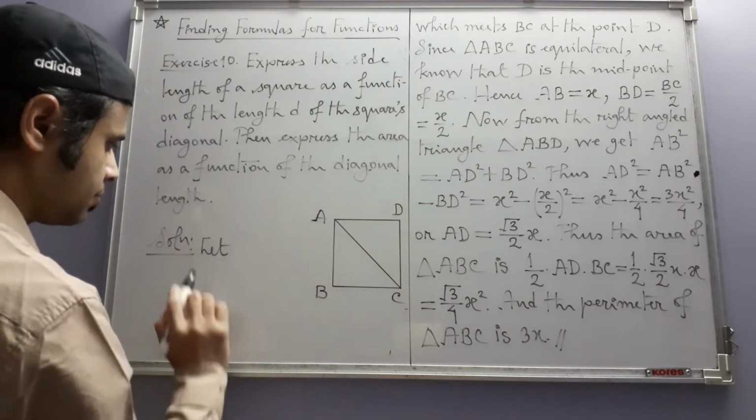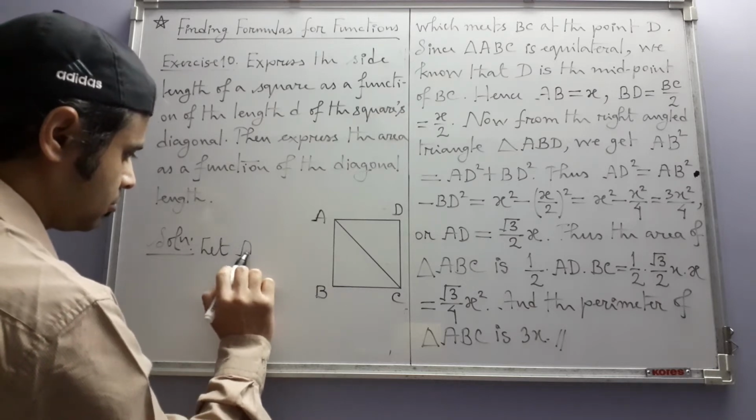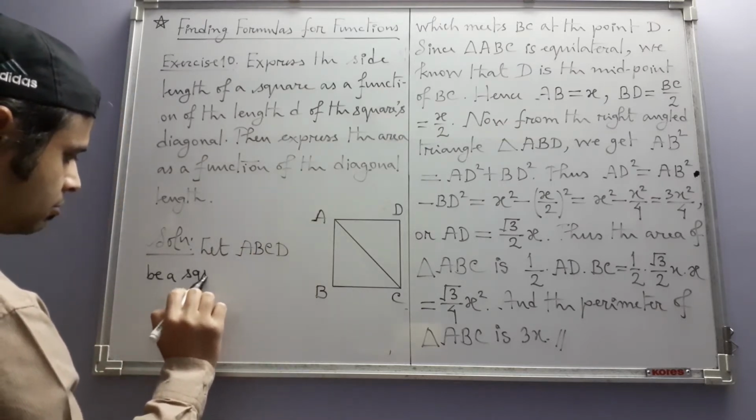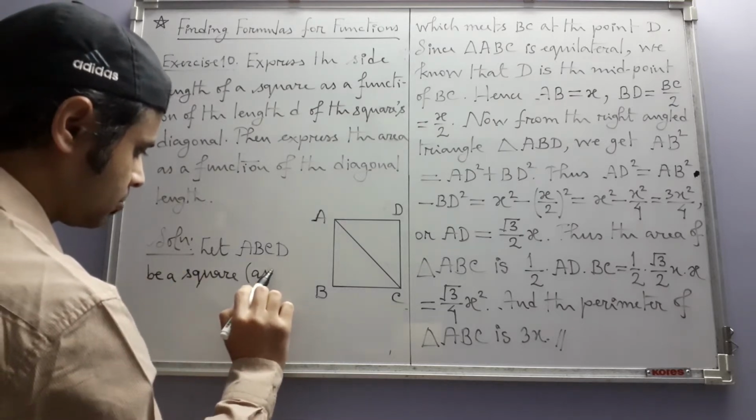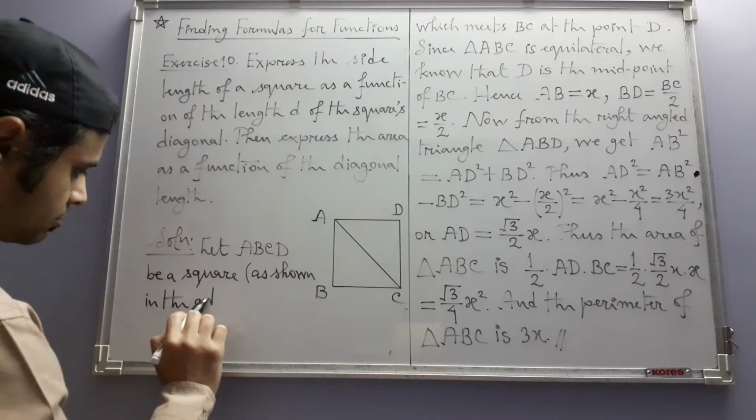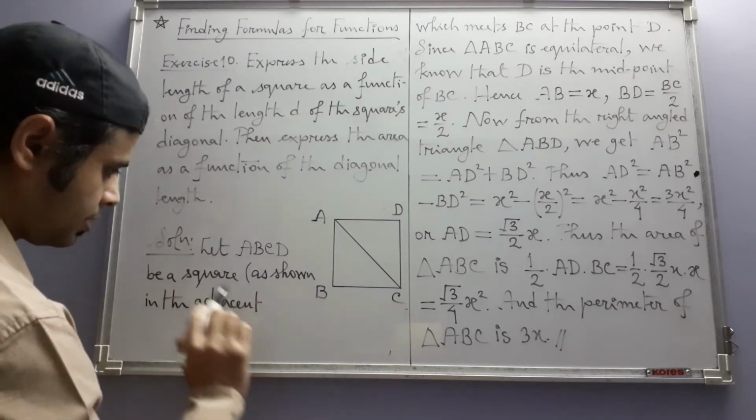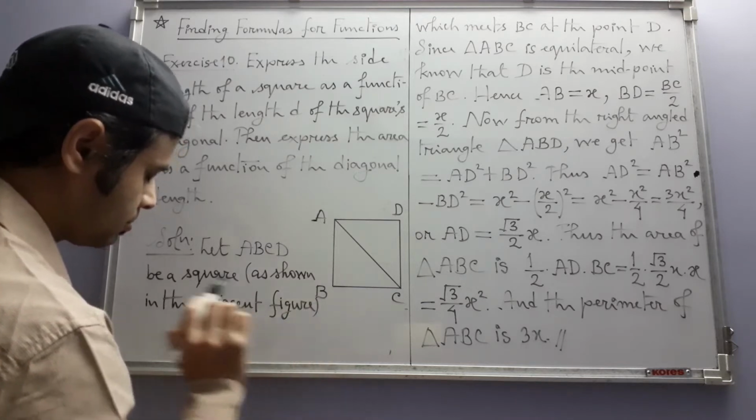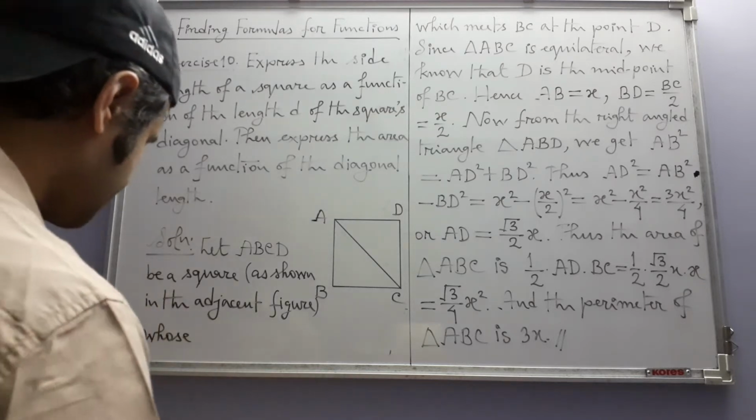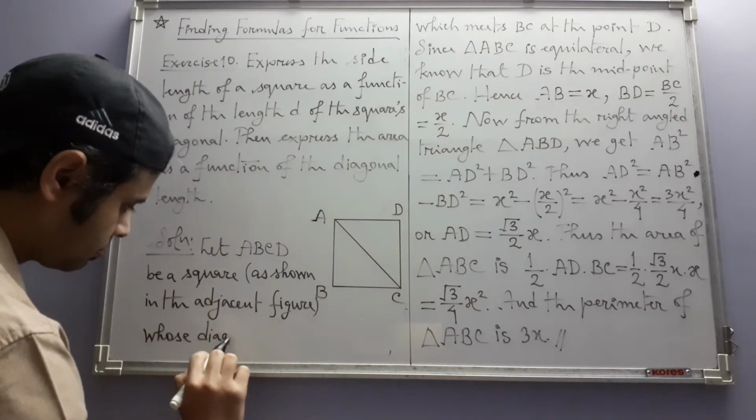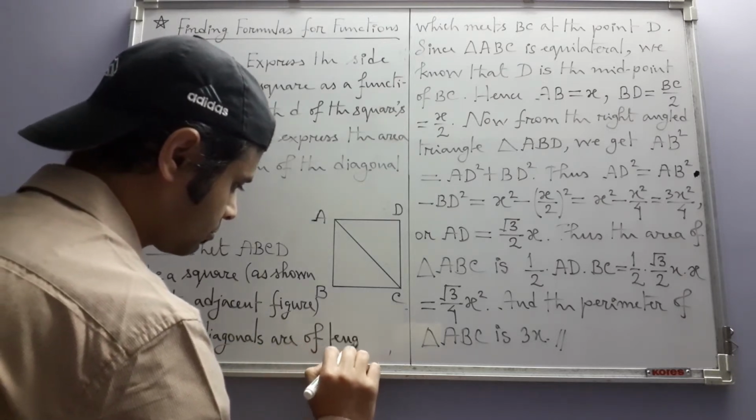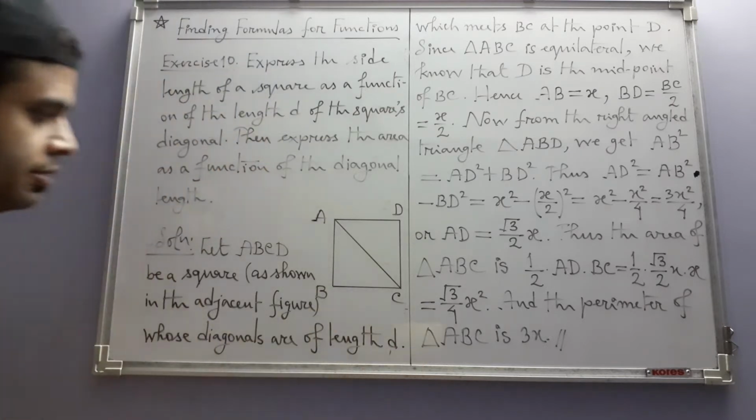Let ABCD be a square, as shown in the adjacent figure, whose diagonals are of length d.